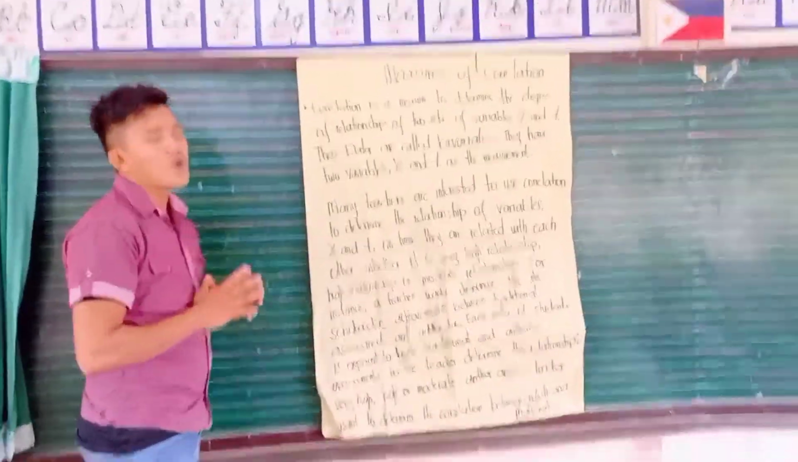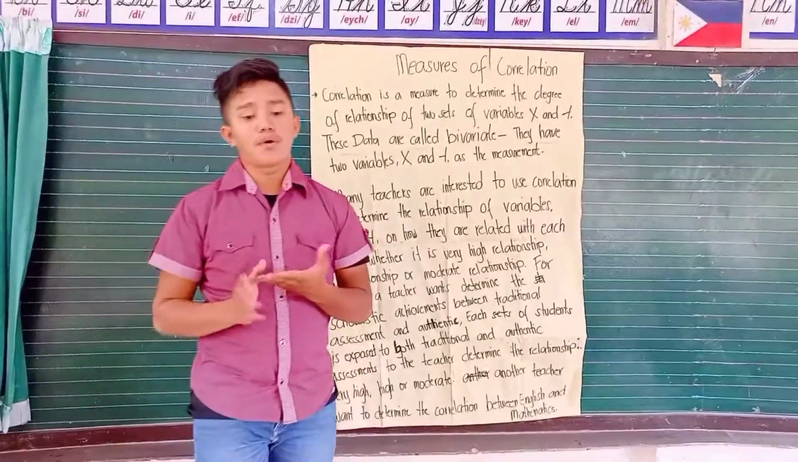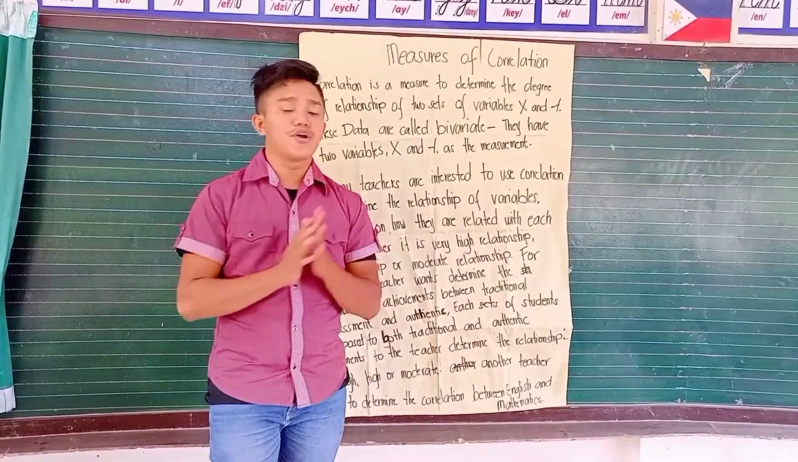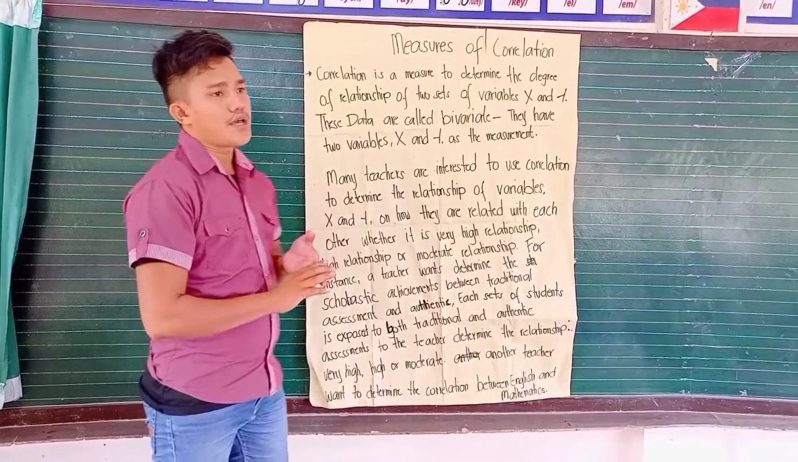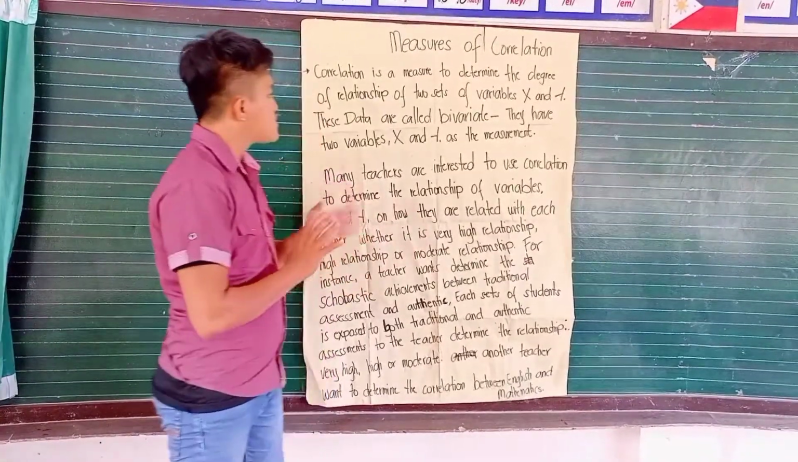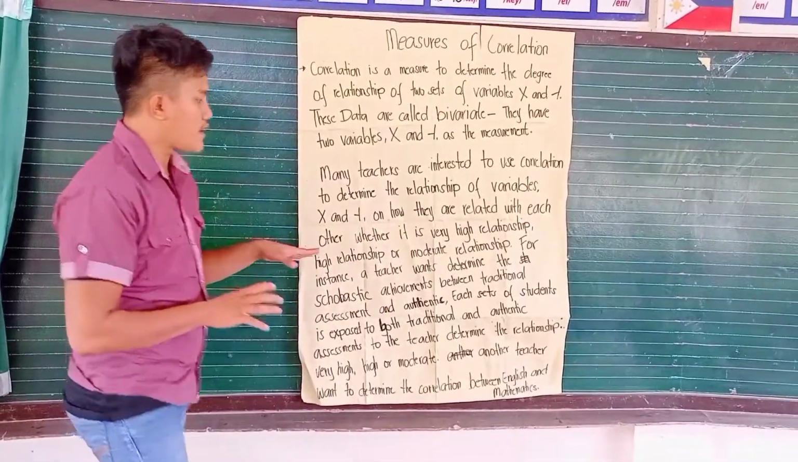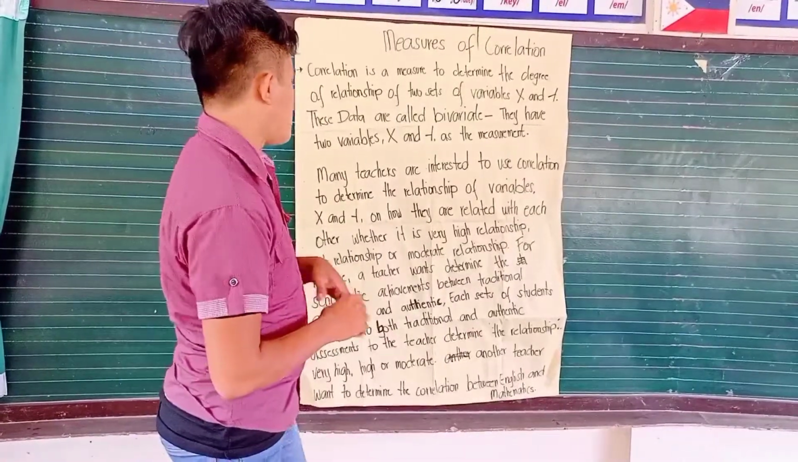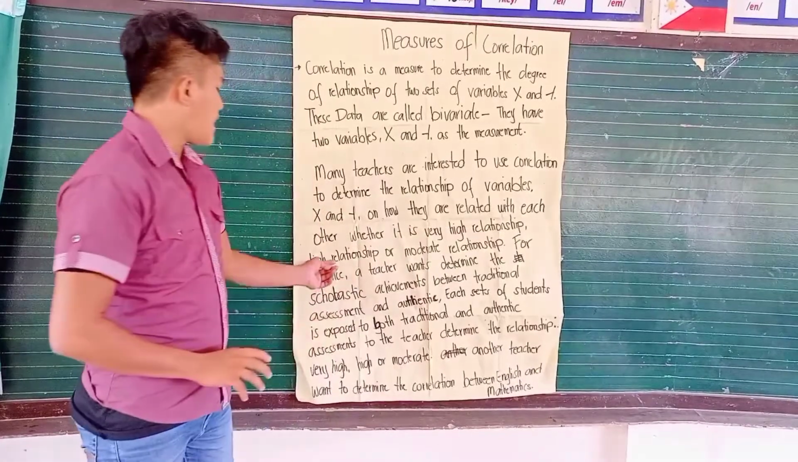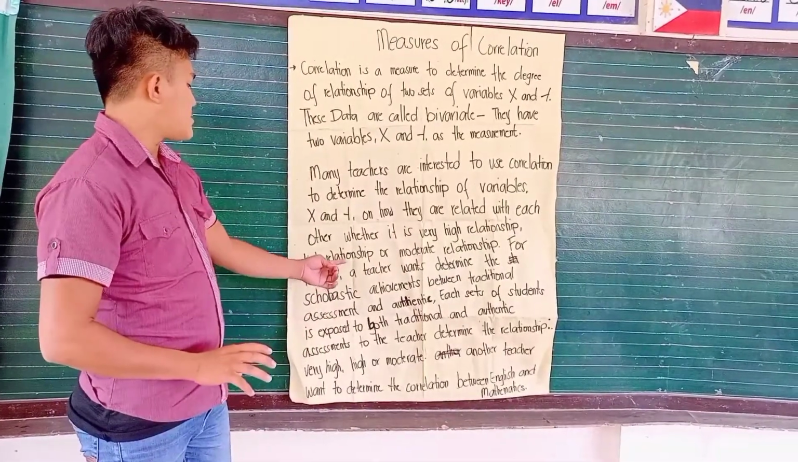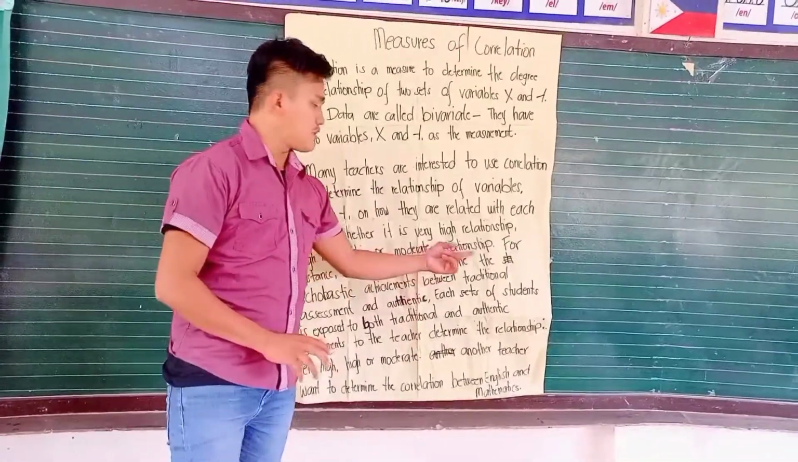So in measuring correlation, we are going to use scaling to prevent bias and judgment. So we have, like, high relationship or moderate relationship.